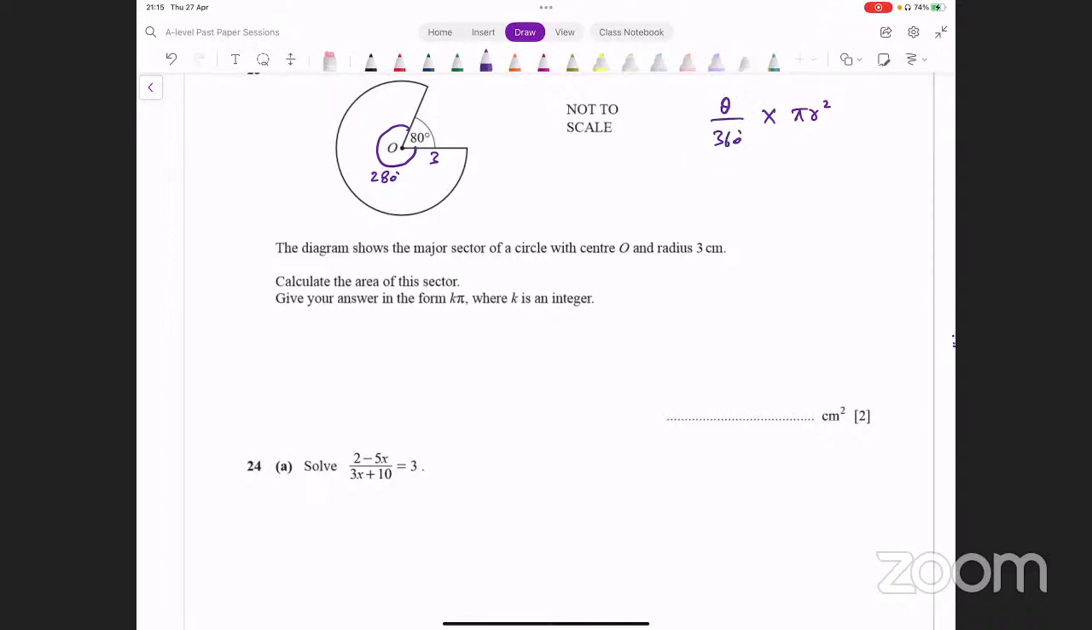That's theta over 360. It's going to be 280 over 360 into pi r squared. The radius is 3 here, so that's 3 squared. Let's simplify this now. 0 and 0 get cancelled. Let me write that down here. 28 over 36 into 9 times pi. 9 gets cancelled with this. You have 4 left. 4 and 28, they get cancelled. You have 7 left here. And that's it. So you have 7 pi as your answer here. 7 pi. That's what we were looking for.